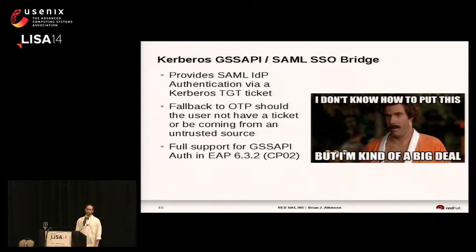Full support for GSS API authentication within JBoss PicketLink will be available in EAP 6.3.2, which, if it hasn't dropped, will drop sometime in the near future. In 6.3.0 and 6.3.1, it was mostly working, but there were some final code changes we needed to make.